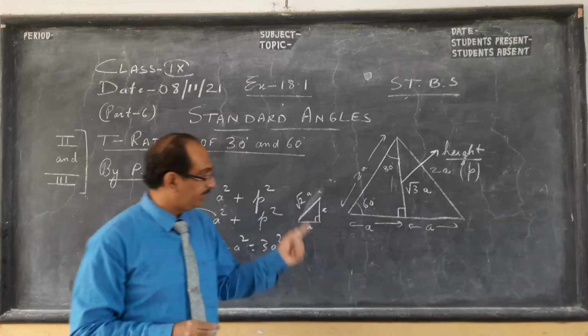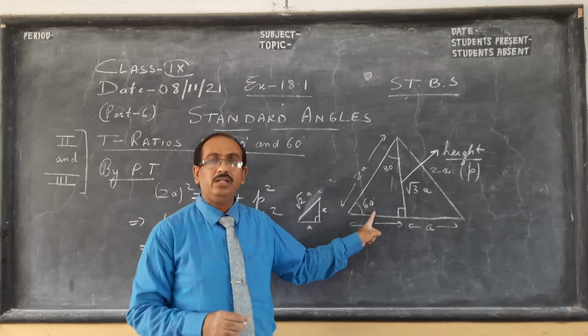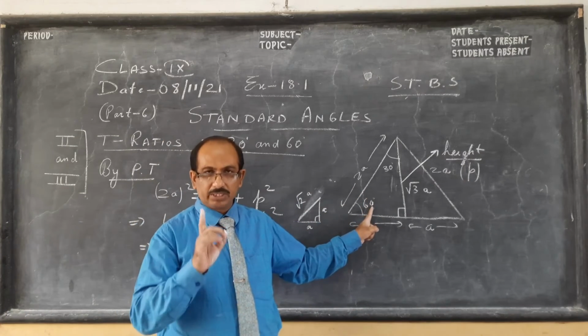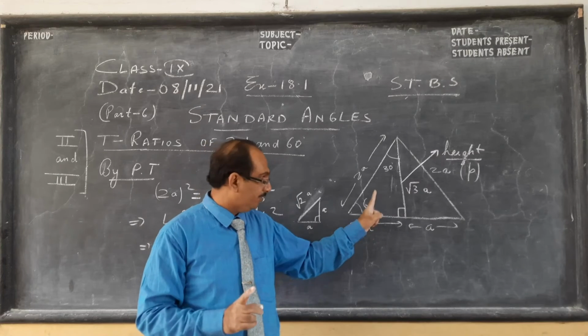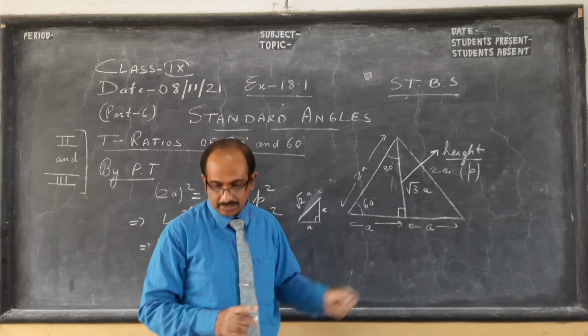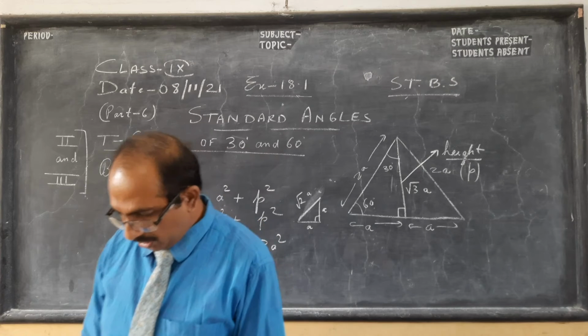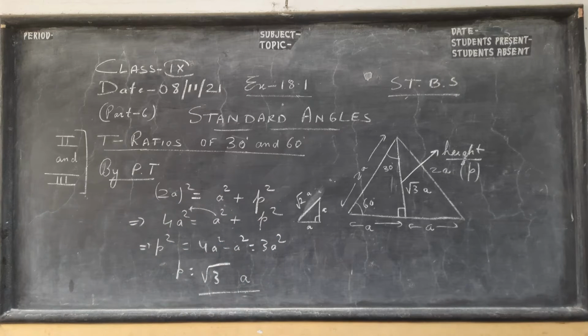Now please pause the video. We are going to find the trigonometric ratios, especially the first three, sine, cos, tan of 30 degree and then 60 degree. So please pause the video and copy.